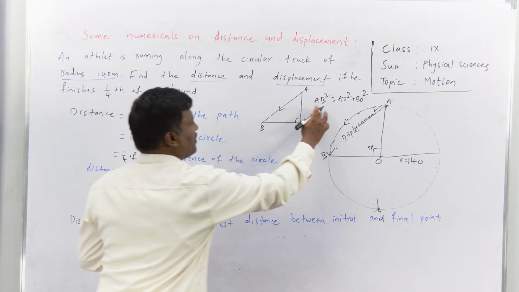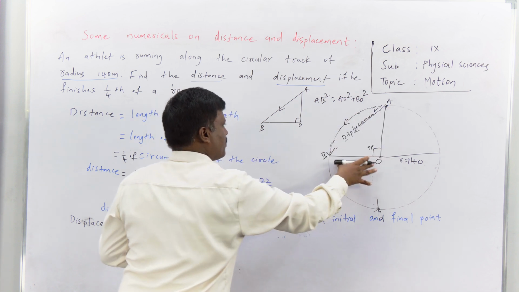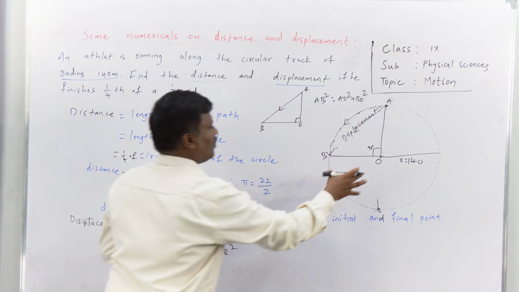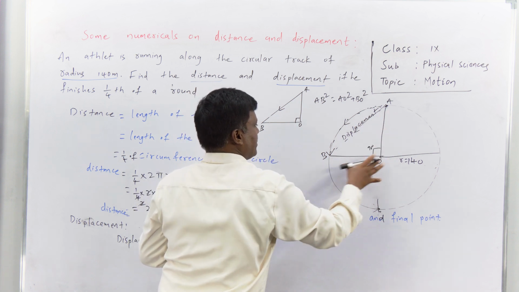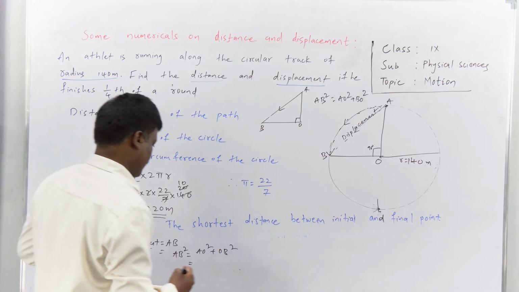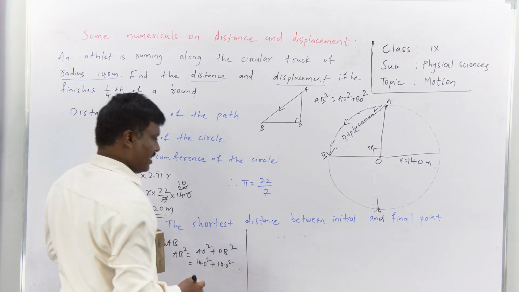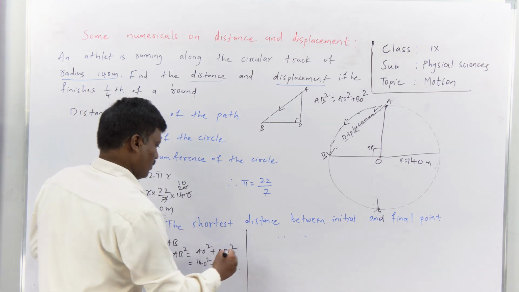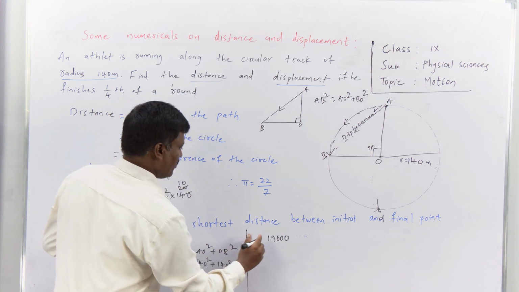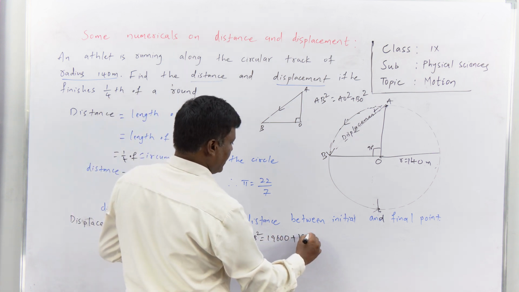How to calculate that AB using this formula? AB square is equal to AO square plus OB square. What is the AO value? It is equal to the radius. OB is also equal to the radius. Radius is 140 meters. Then 140 square plus 140 square. So 14 into 14 is 196, so 140 square is equal to 19,600.